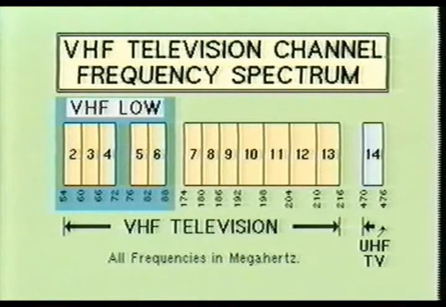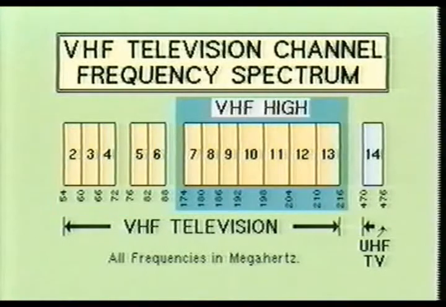Channels 2 through 6 are designated as the low-frequency VHF channels. Channels 7 through 13 are designated as the high-frequency VHF channels.